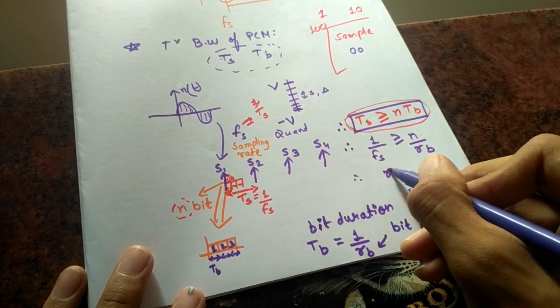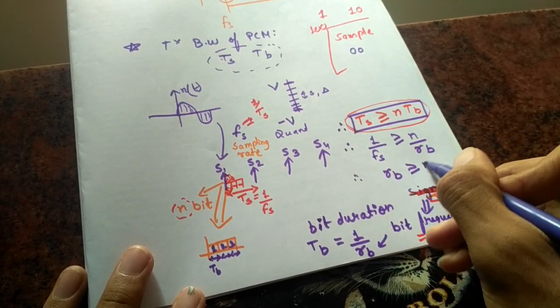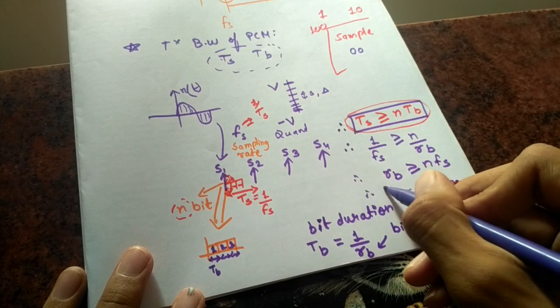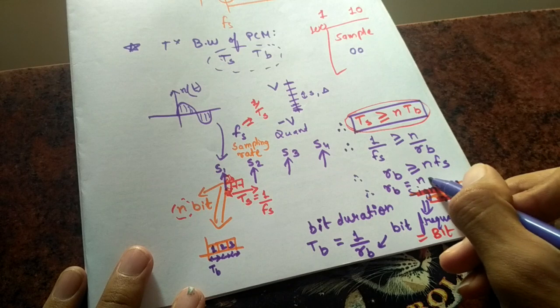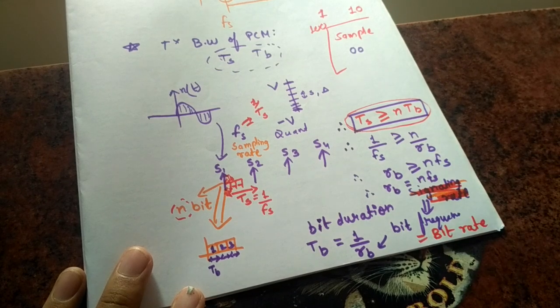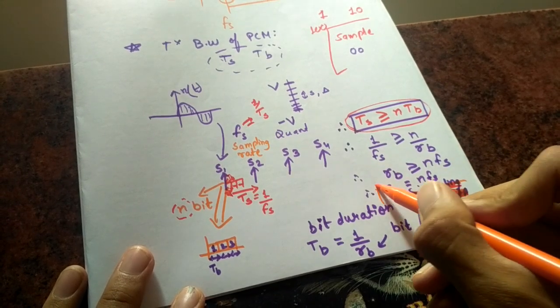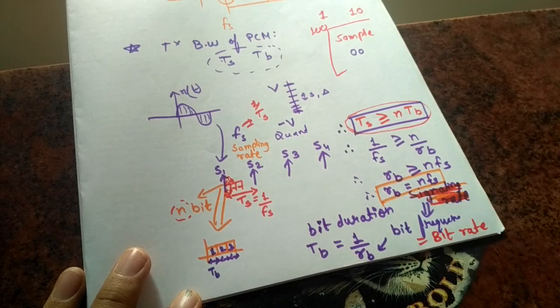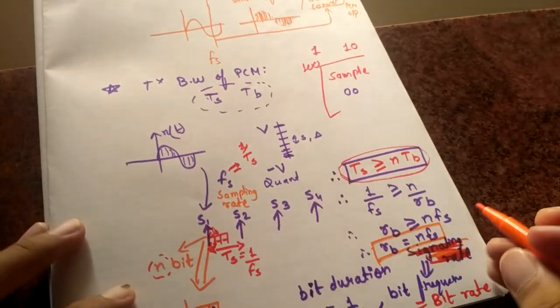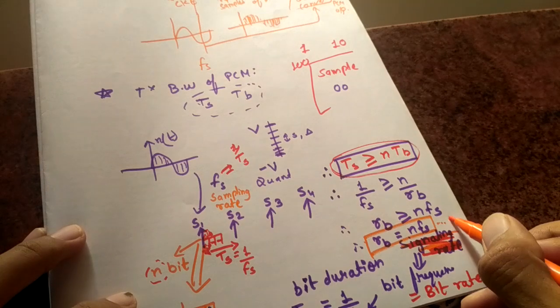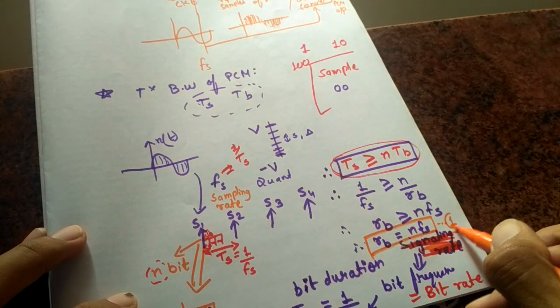So it can be said that RB should be greater than or equal to nFs, or we can say we must have a minimum bit rate of nFs. If it is greater than nFs, it will be okay, but a minimum nFs bit rate is a must, right? I hope this is clear. This equation is very much important. Let's say it is equation number 1.